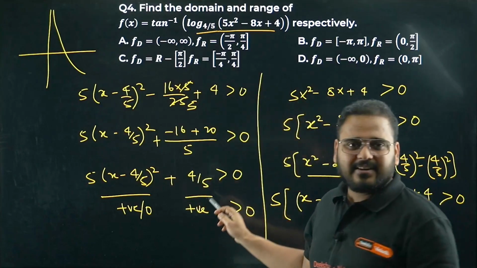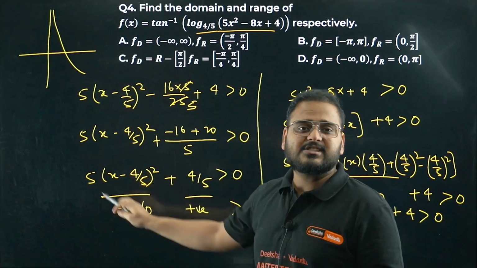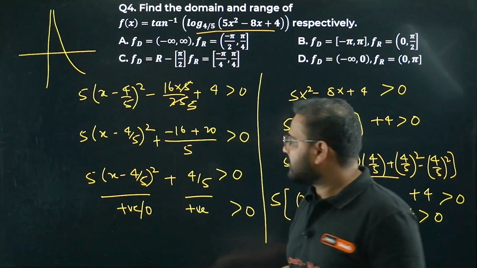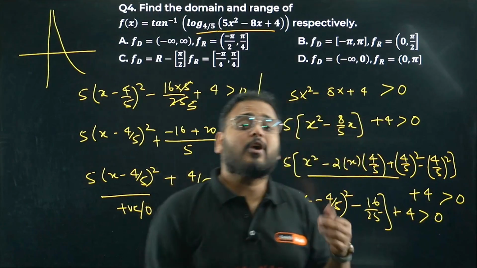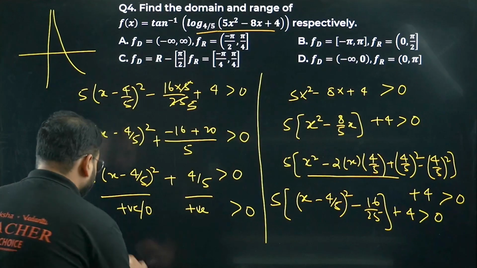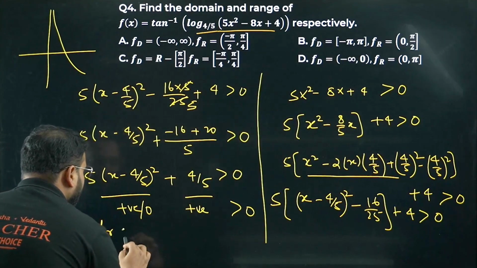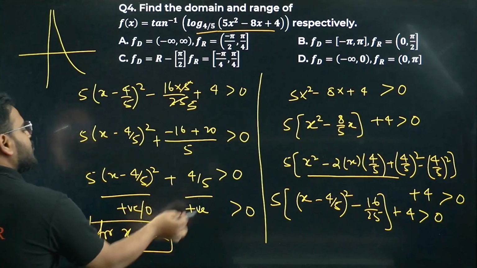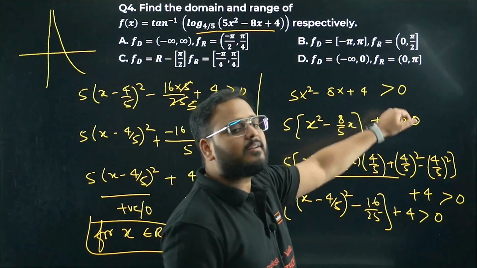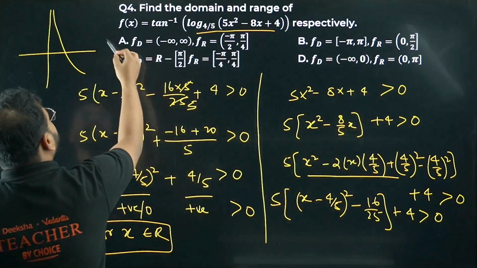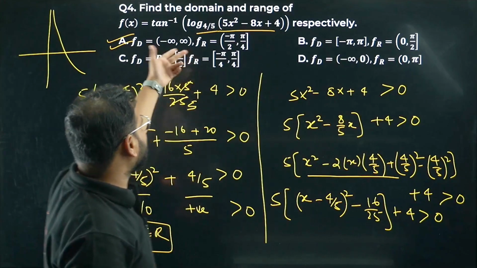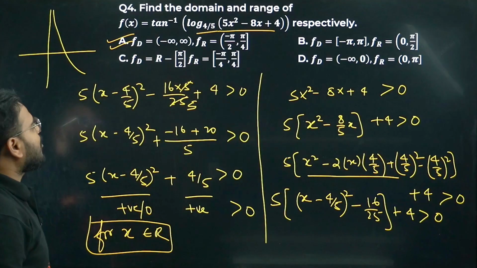Let's say I take this as 0, the smaller value. It will still be greater than 0. Hence this is always positive. So for what value of x is this condition true? For x belonging to all real numbers, this condition is true, and this has to be true. That's what we've taken. It means the domain is negative infinity to positive infinity. So the answer is simply option number A.